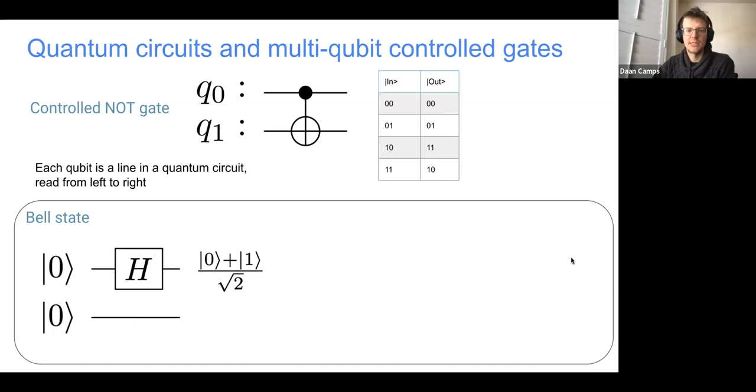So if the qubit Q0 is in the 0 state, it doesn't apply anything to the target qubit. And if it's in the 1 state, it applies a NOT gate to the target qubit. So its truth table is shown on the right, which reflects this operation. So the 0-0 state maps to 0-0, 0-1 maps to 0-1, because it doesn't do anything because Q0 is in the 0 state. And then if Q0 is in the 1 state, it flips the state of the second qubit.